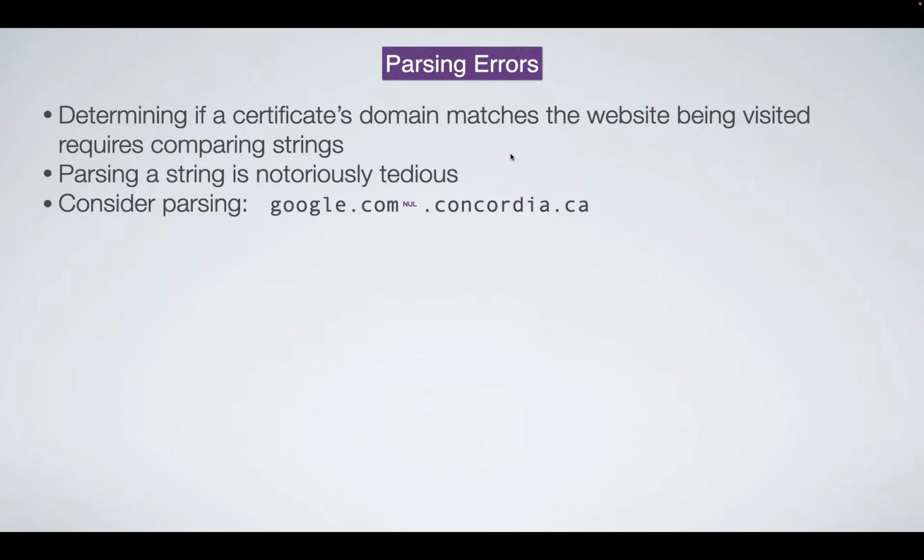Now, another thing is when I get a certificate, I need to compare the website I'm visiting with the name of this website that's in the certificate itself. Okay, so I have two strings: the string of the URL that I'm visiting, and the string that's in the certificate. They have to be the same. The domains have to match. Otherwise, I reject it.